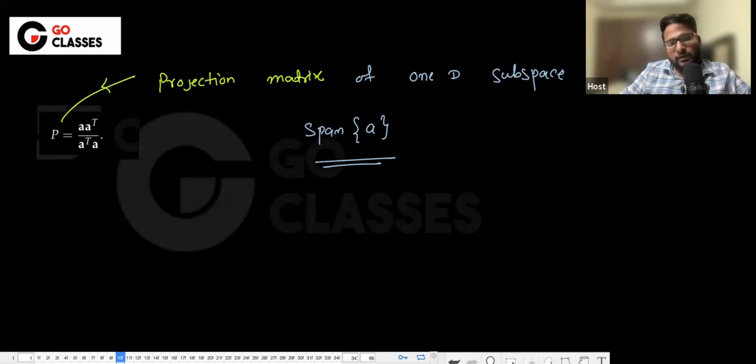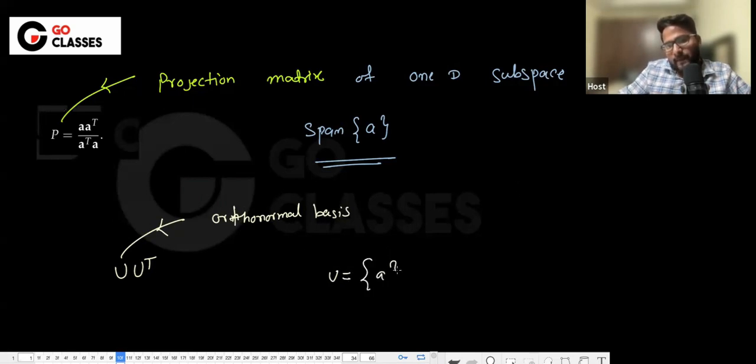Do you remember that we have also seen one special projection matrix? I mean, the glimpse of the projection matrix we have seen, that was something like U into U transpose, where U was containing an orthonormal basis. Suppose U contains, in the sense, just a only, which is an orthonormal vector, basically a unit vector.